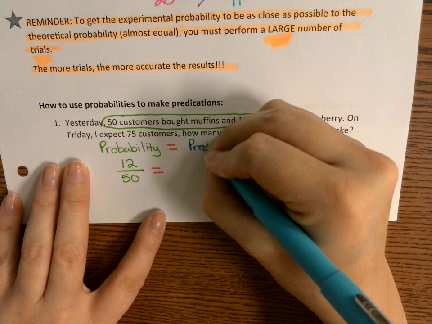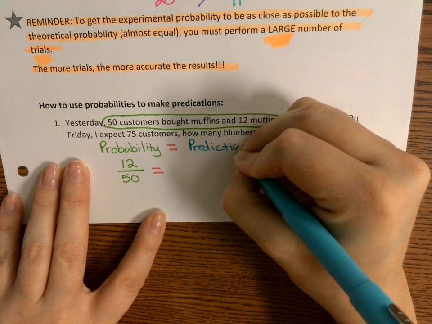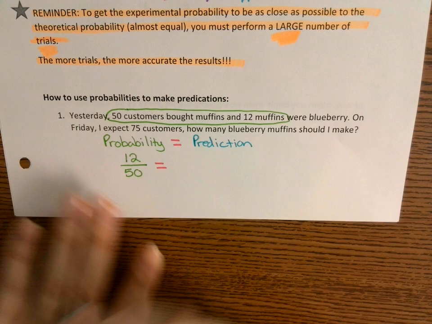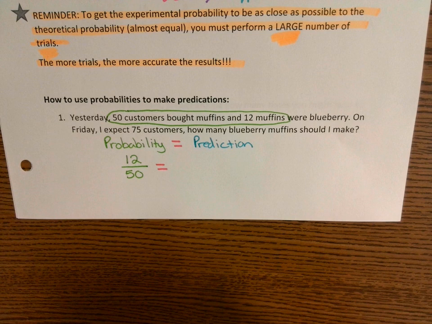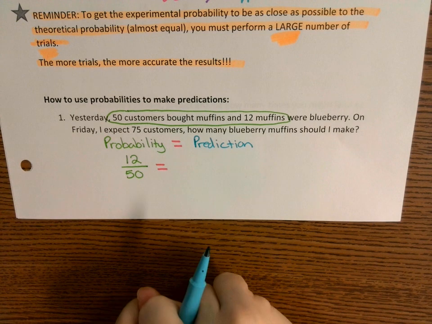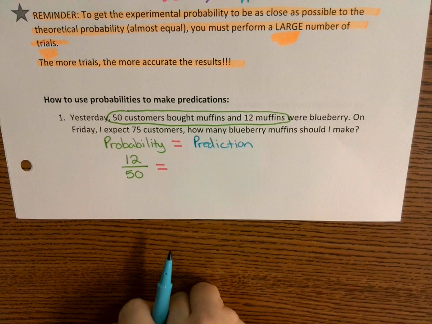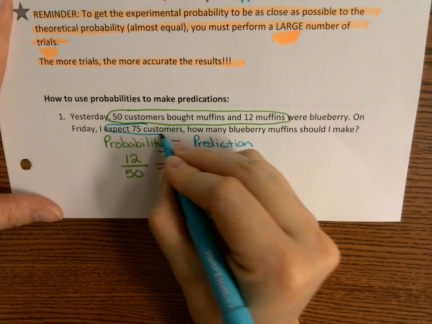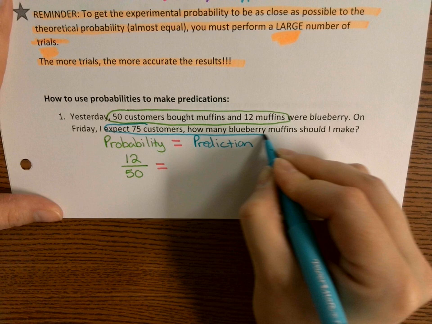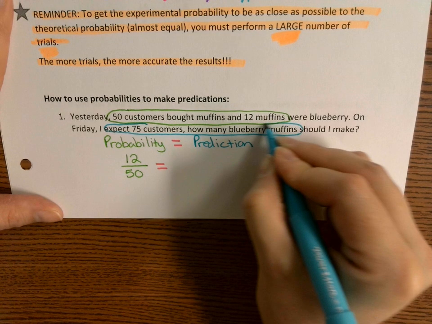So I know my probability that 12 out of 50 customers, that's my experimental probability. 12 customers got blueberry out of 50 customers that came in. Now we're going to make a prediction. I want to know out of 75, how many blueberries are there going to be? So I need to know how many blueberry muffins out of 75 people.